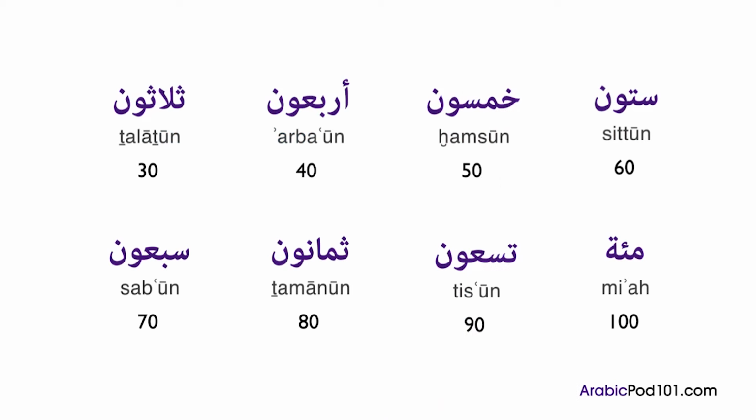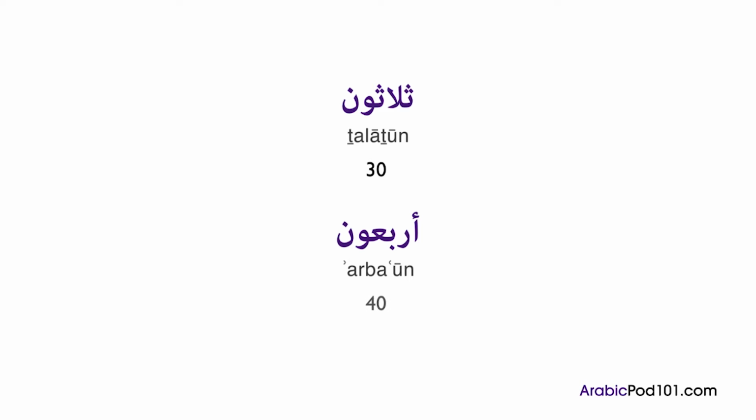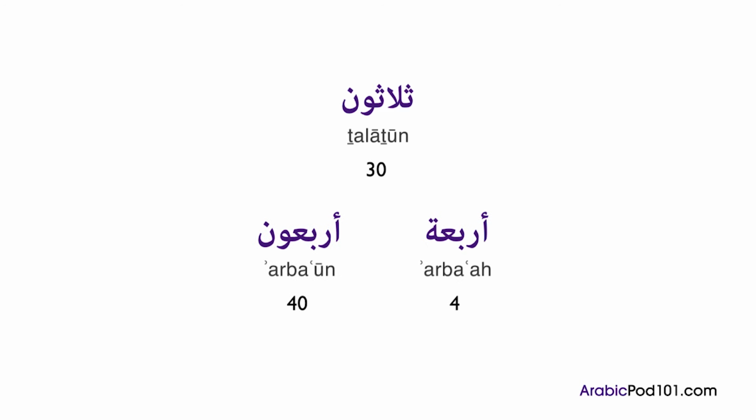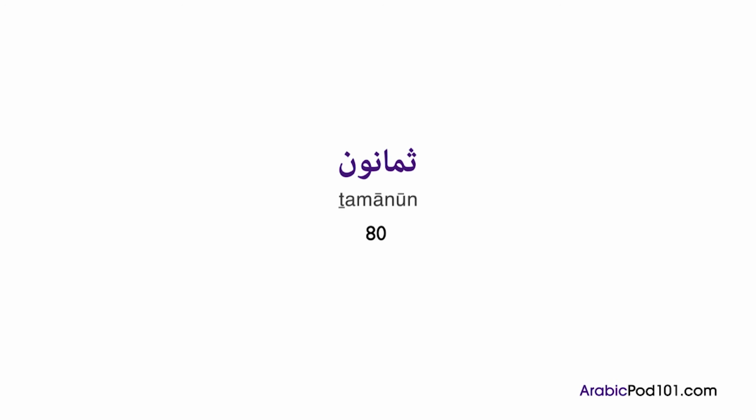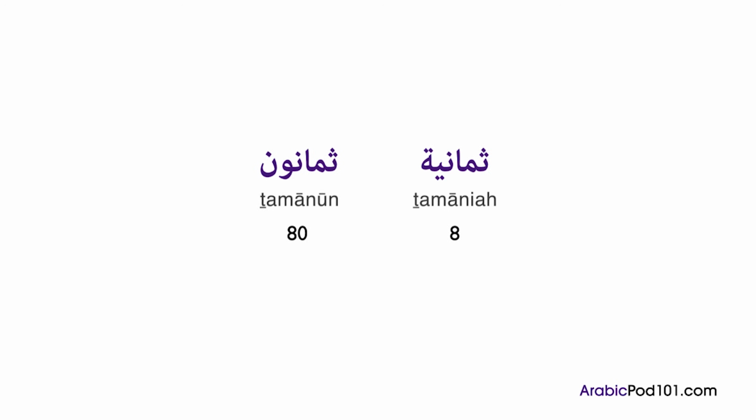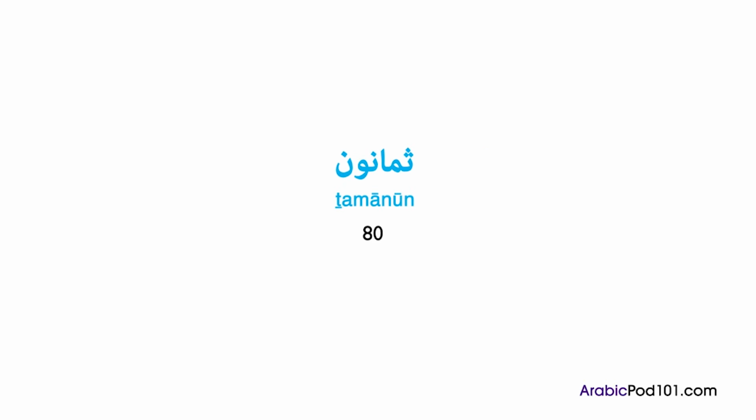Notice that 30 is 30 and 40 is 40. So 40 is simply 4 with a different ending. The final a is replaced with un. 40. For example, 80 is 80. The digit 8, which you learned in the last lesson, is 8. So in this case, the iya was removed and replaced with un. 80.